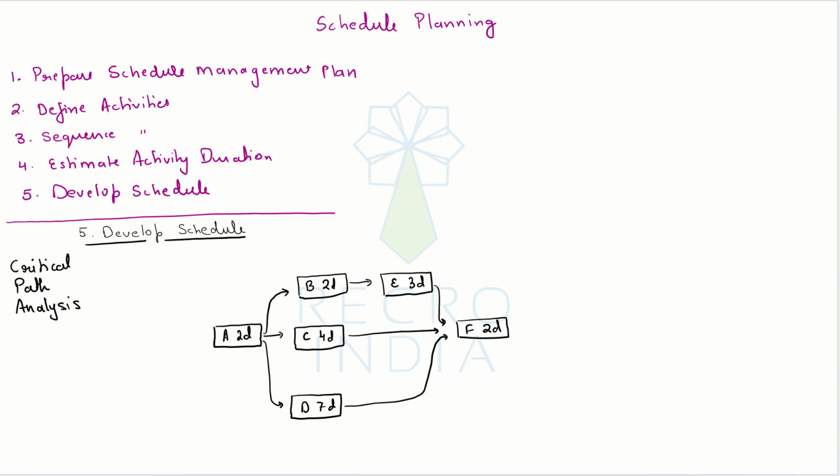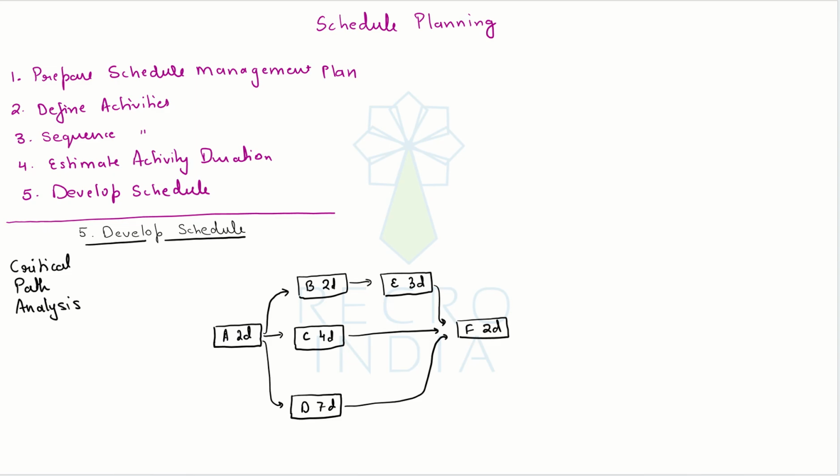Once A finishes, B, C, and D can start. Once B finishes, E will start. Once E, C, and D, three of them finish, only then F can start. Now, what we are going to do next is simply calculate the start and finish of each activity, as in the dates.